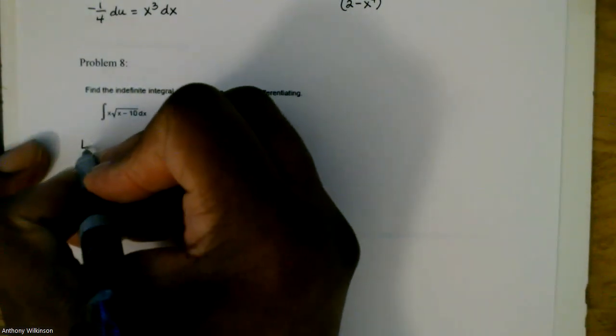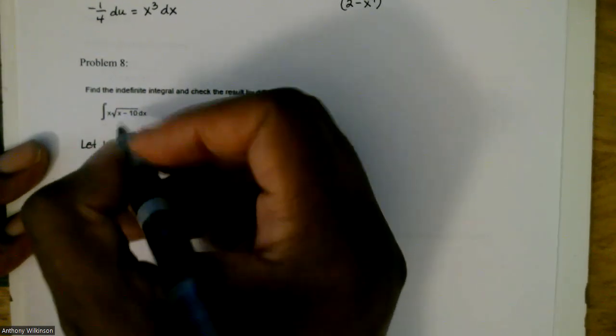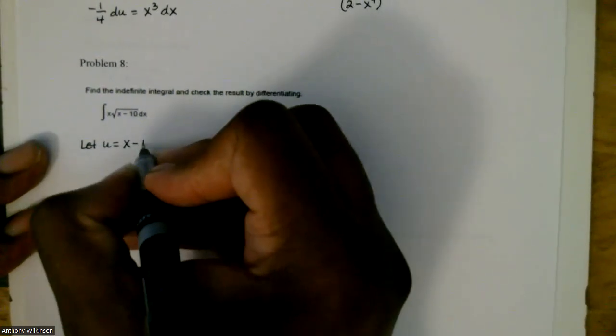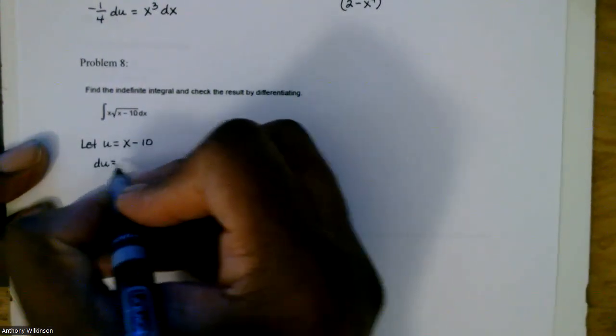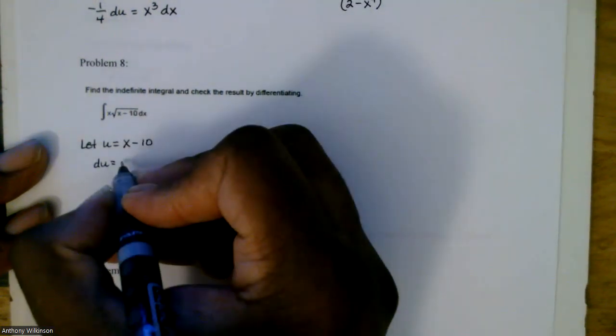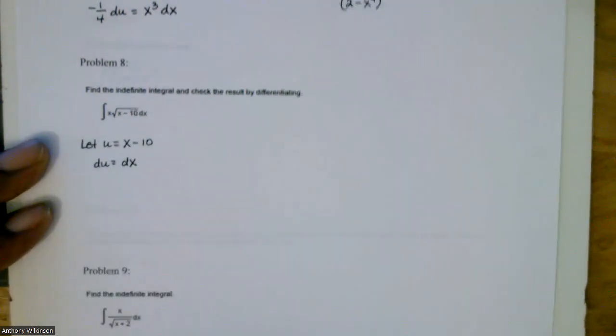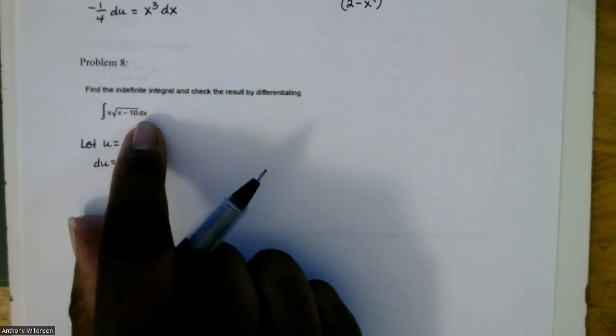Okay. So using the appropriate u substitution, I'm going to let u equal what's underneath the radical, x minus 10. Du then will just be the derivative of x minus 10, which is 1 dx, or just plain dx, because the derivative of x is 1 and the derivative of minus 10 is 0. So du will be equal to dx.